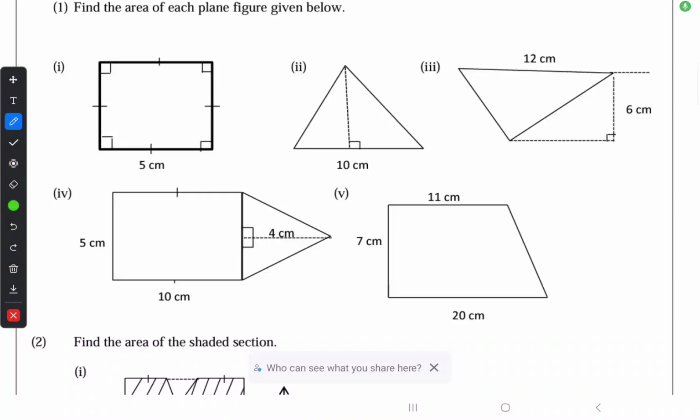Okay. Look at this question. Find the area of each plane figure given below. There are some figures given. We have to find the area. First of all, the first figure.